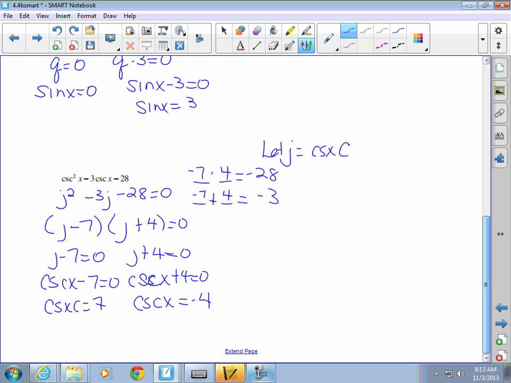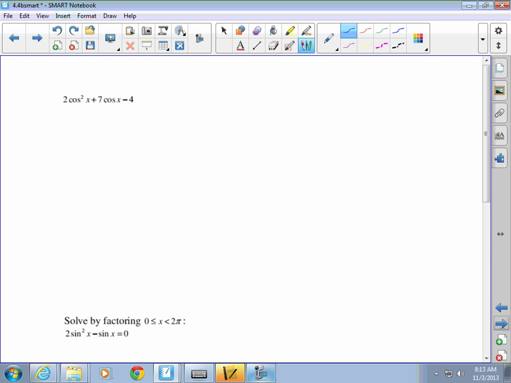So this part is really nothing new. You've done factoring before. This is just factoring with that substitution. And we have done that kind of factoring last year too, when we would have x plus 3 all squared plus 6x plus 2 or something like that. Okay, so this next one.